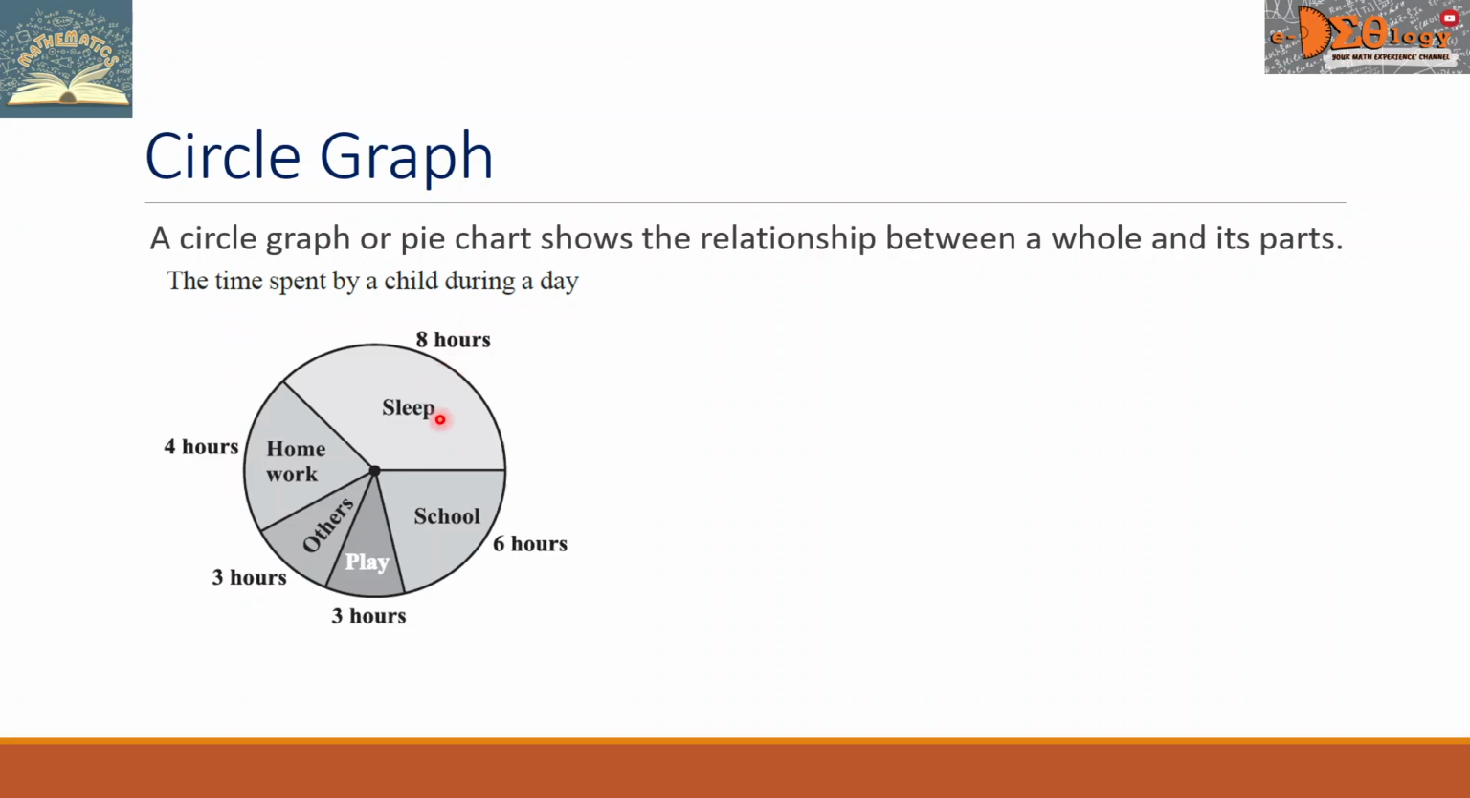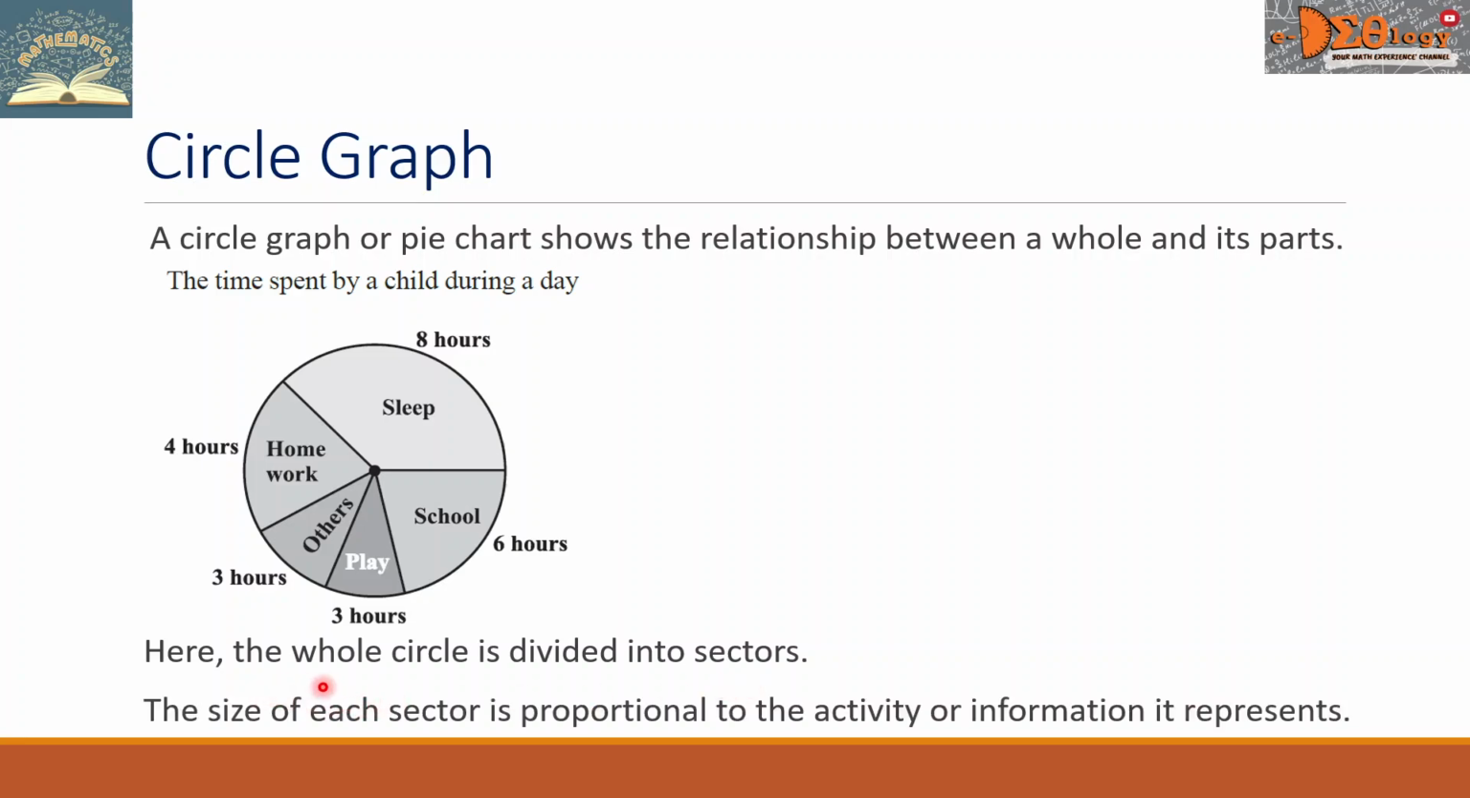8 hours for sleep, 6 hours in school, 3 hours to play, 3 hours for other things, 4 hours for doing work in the home. Here, the whole circle is divided into sectors. The size of each sector is proportional to the activity or information it represents.